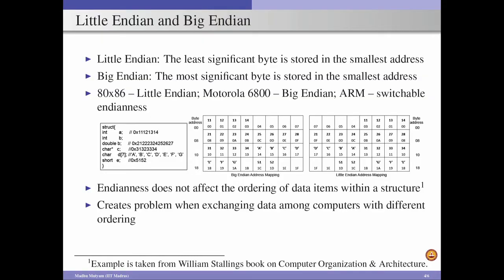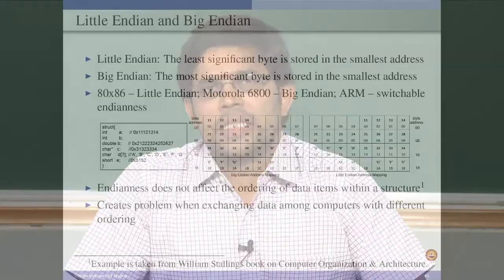So as a result, the character array is stored in the same address locations in both endianness. Endianness creates a problem when we are transferring data from a computer which is using a particular endianness to another computer which uses a different endianness. For example, if you are transferring the data from a computer which uses little endian to a computer which uses big endian, the data you interpret will be completely wrong, because the data will be completely reversed relative to the other order.